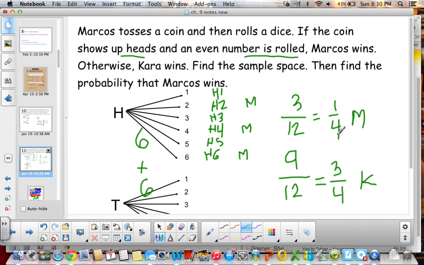And again, we can check. 3/4 plus 1/4 equals 1, because if we have complementary events, the probabilities need to equal 1. So Kara has a better chance of winning than Marcos.